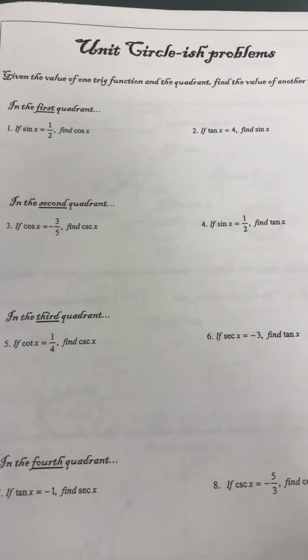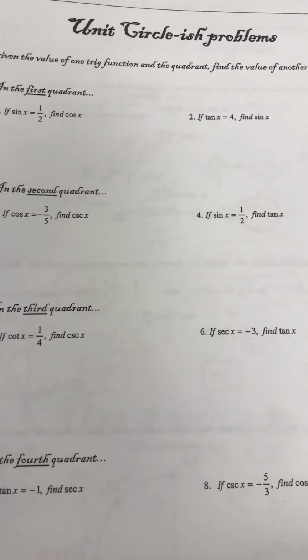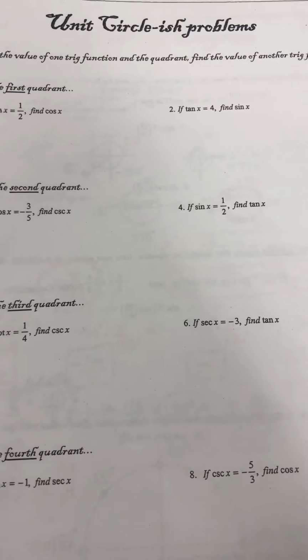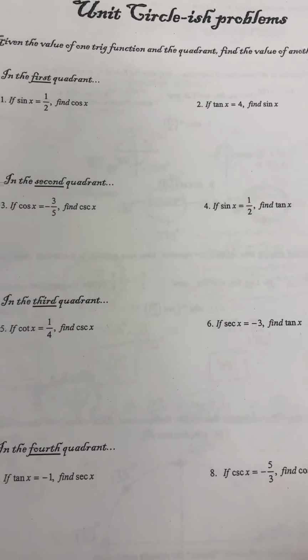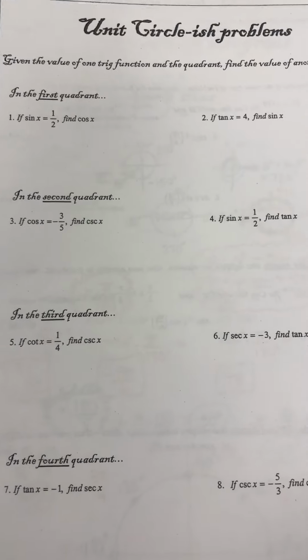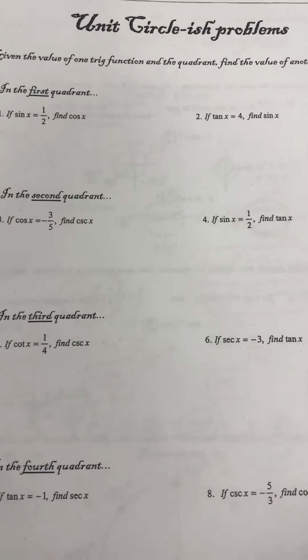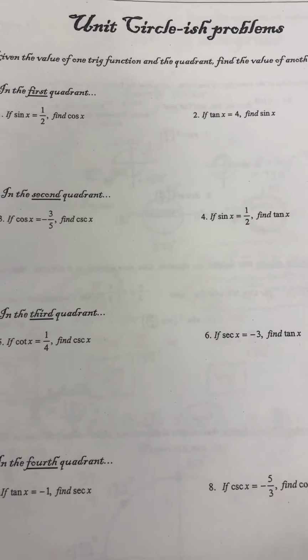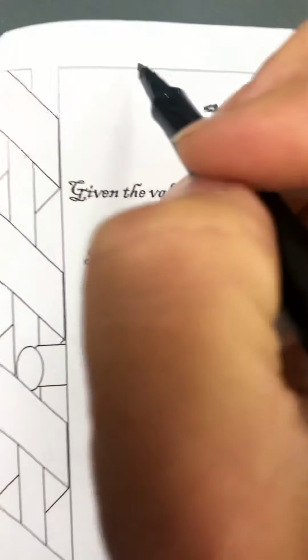Okay, now we're going to talk about what we call unit circle-ish problems. It's going to take us back to SOHCAHTOA. It's going to take us back to quadrants and what we know about the positives and the negatives in different quadrants. Maybe we should just review that real quick.